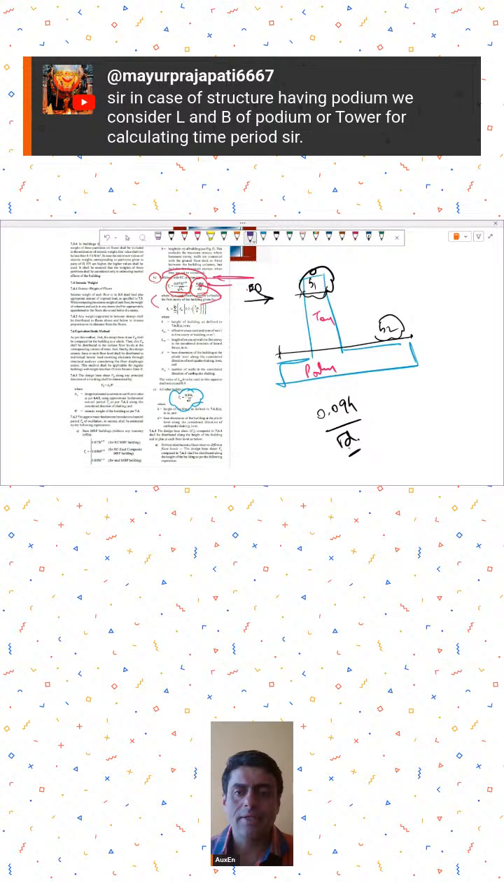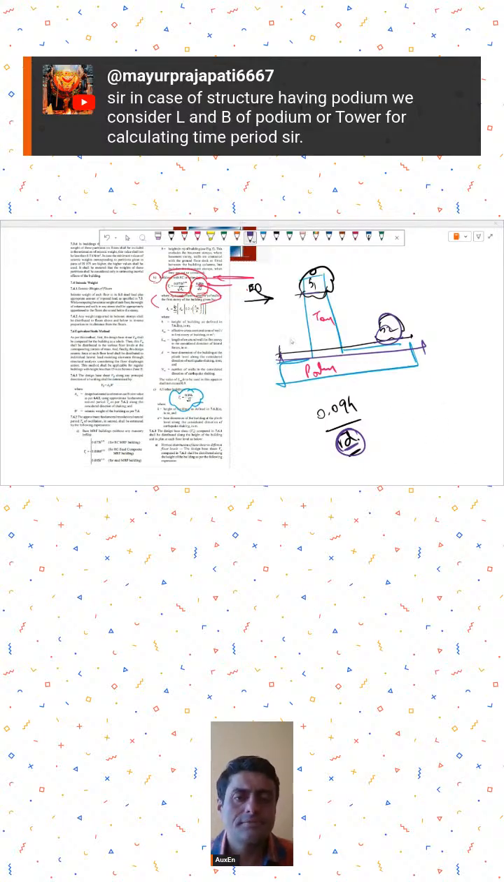Whether I will take this dimension as B1 or B2. Remember, I want the lowest time period possible. So then I might go for the higher dimension B2 in that case, so that I get the lower time period. So these things are not quite clearly given.